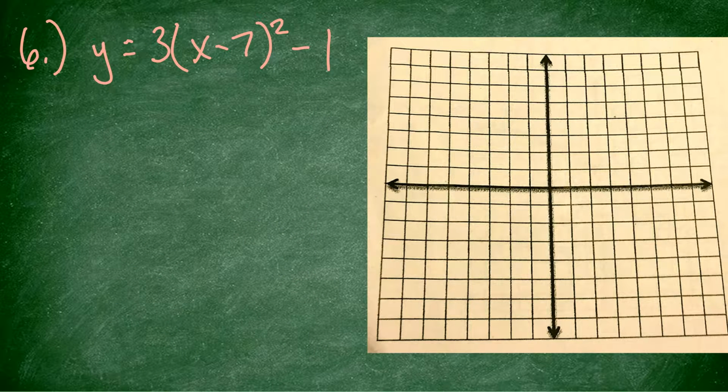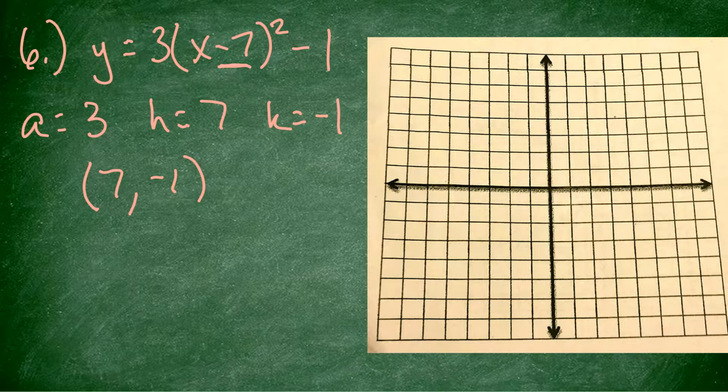Number 6, I have y equals 3 times the quantity x minus 7 squared minus 1. So a is 3. H is positive 7 because we changed that sign. K is negative 1 because we don't change K. My vertex is 7, negative 1. I make an XY chart. Put 7, negative 1 on my XY chart.